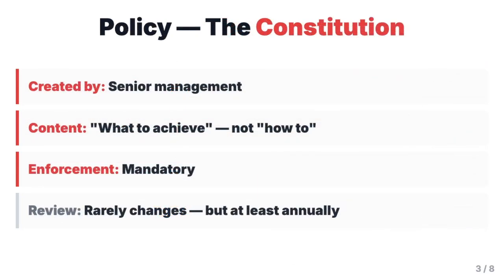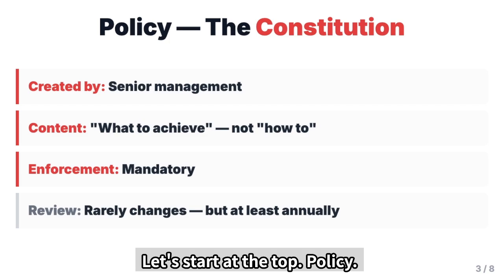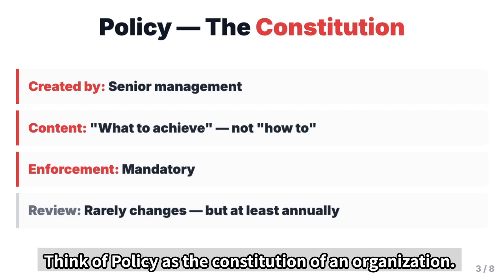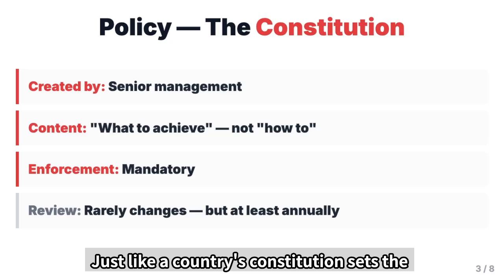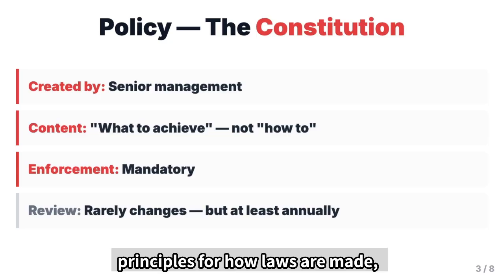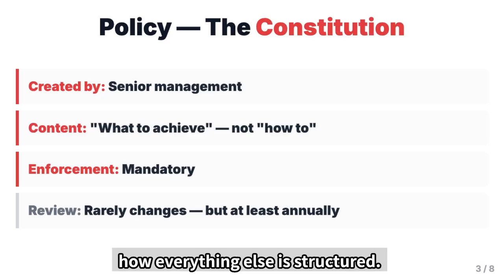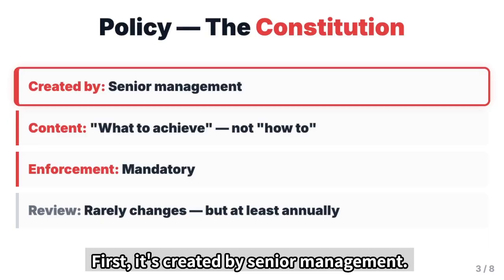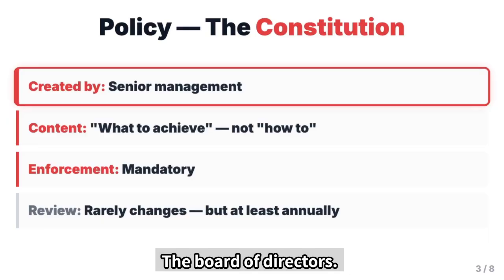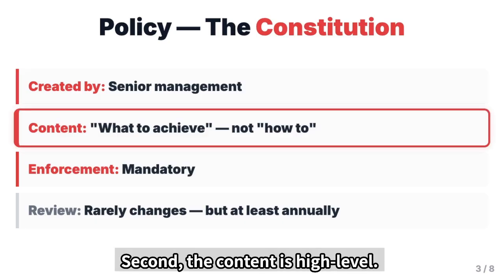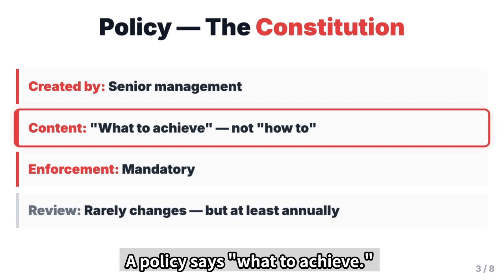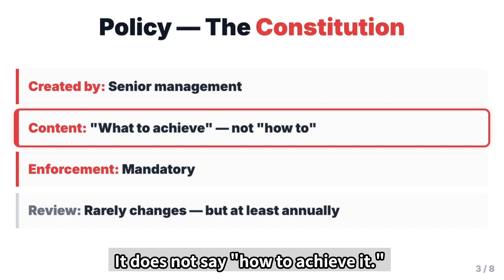Policy, the Constitution. Let's start at the top. Think of policy as the constitution of an organization. Just like a country's constitution sets the principles for how laws are made, an organizational policy sets the principles for how everything else is structured. There are 4 key characteristics. First, it's created by senior management, the board of directors, not the IT team, not field staff, the people at the top. Second, the content is high level. A policy says what to achieve. It does not say how to achieve it.